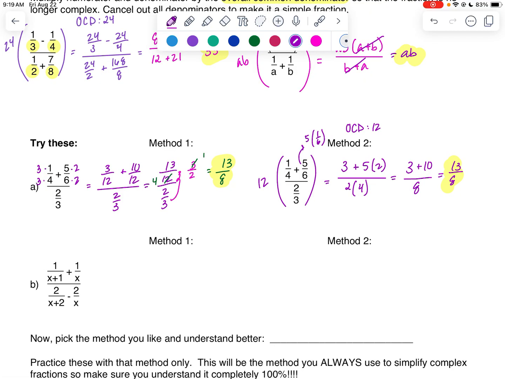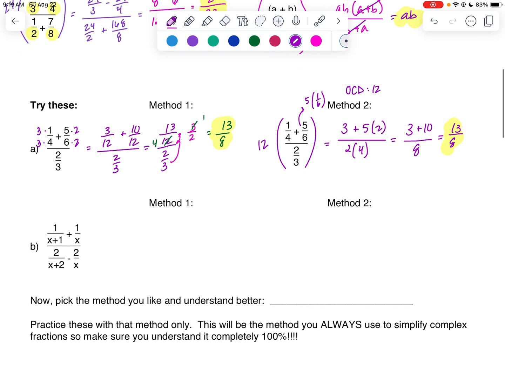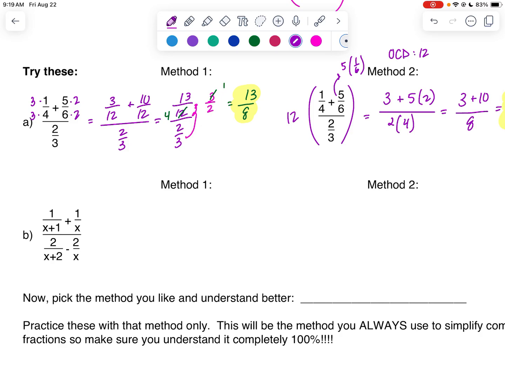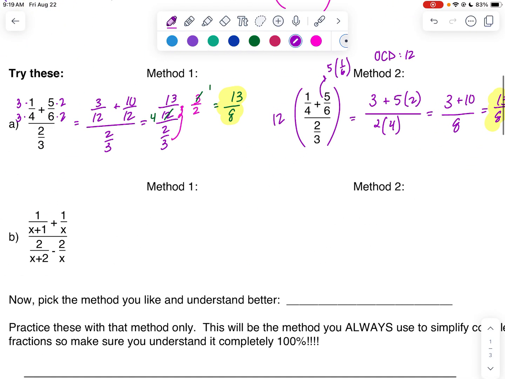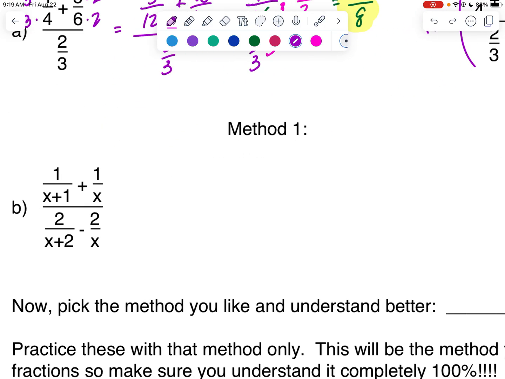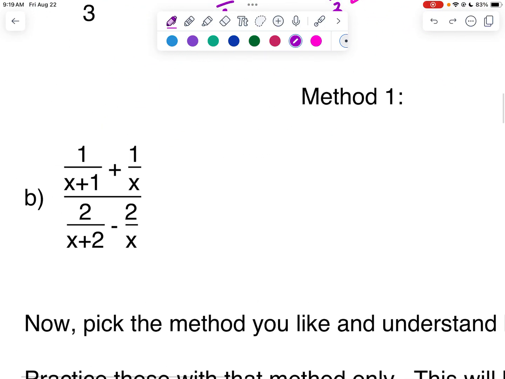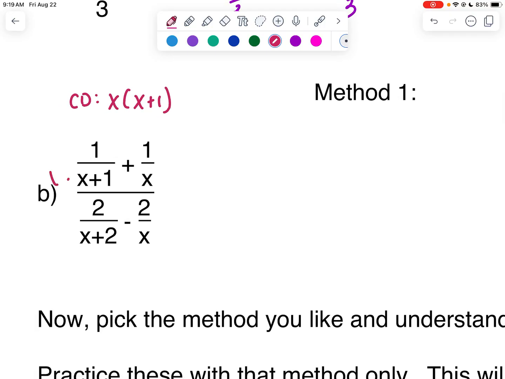Method number 1 for part B. This is going to be a hefty guy. So I'm going to go ahead and split it up. Method number 1 is going to be super, super long, so I'm actually going to take this full speed. I will make another page to do method number 2 in this example. But method number 1, if I'm looking at my numerator, my common denominator for this guy is going to be x, parentheses, x plus 1. All I have to do on this side is multiply by x. All I have to do on this side is multiply by x plus 1.